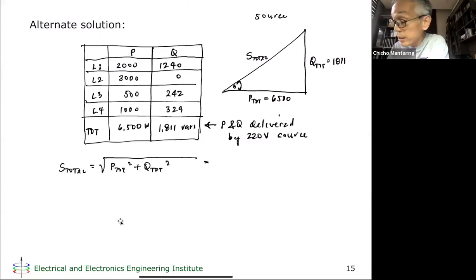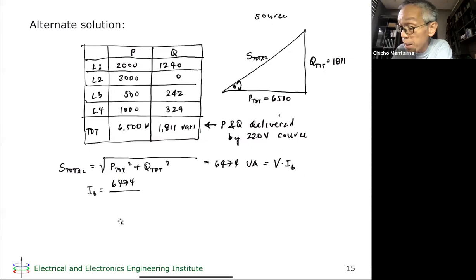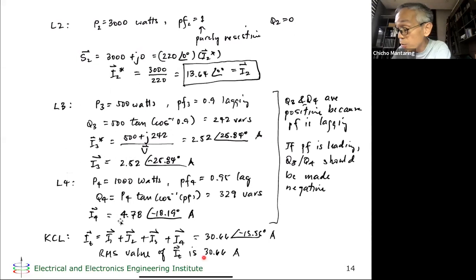And if I compute that, this is 6,474 volt amperes, which is equal to the RMS value of my voltage times the RMS value of my total current. So the RMS value of my total current is just going to be 6,474 divided by the RMS value of my voltage. And if you compute that, you're going to get exactly this quantity, 30.66.